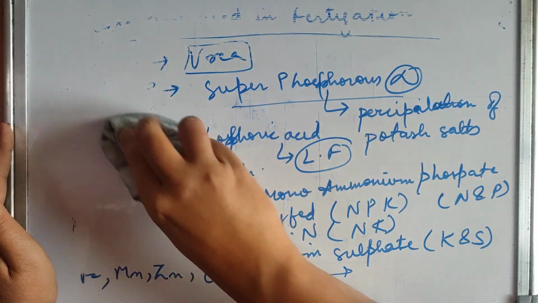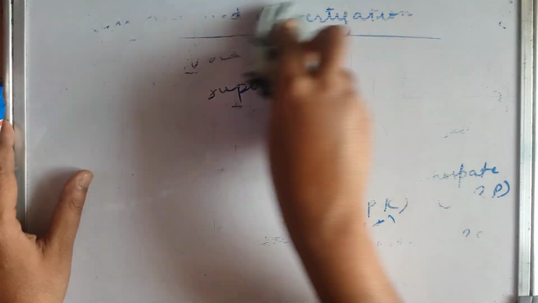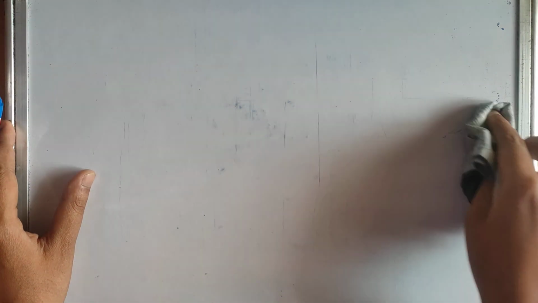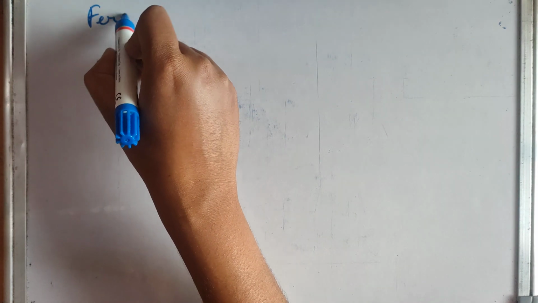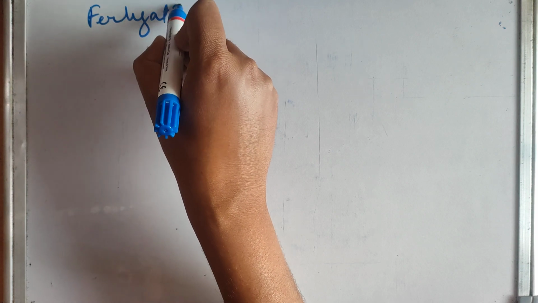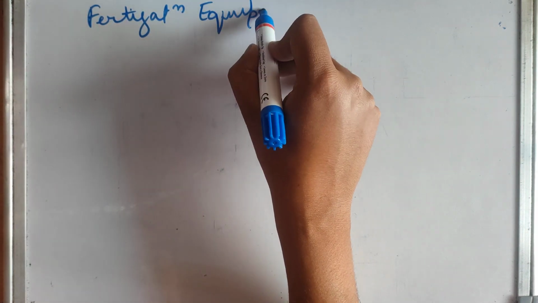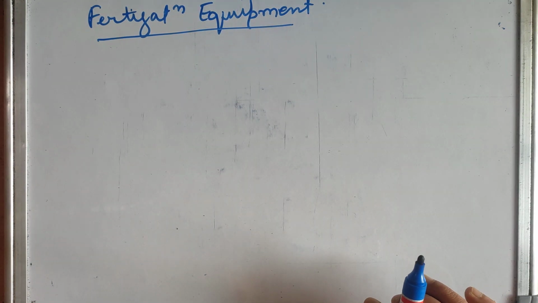Fertilizers used in fertigation. Now moving on, what are the equipments of fertigation? This has also been asked in previous years. The next topic of this session, fertigation equipment. So the first equipment is venturi.